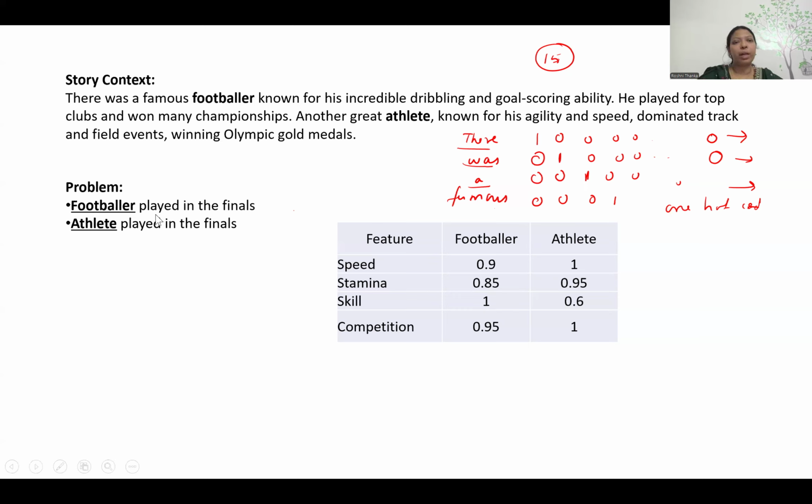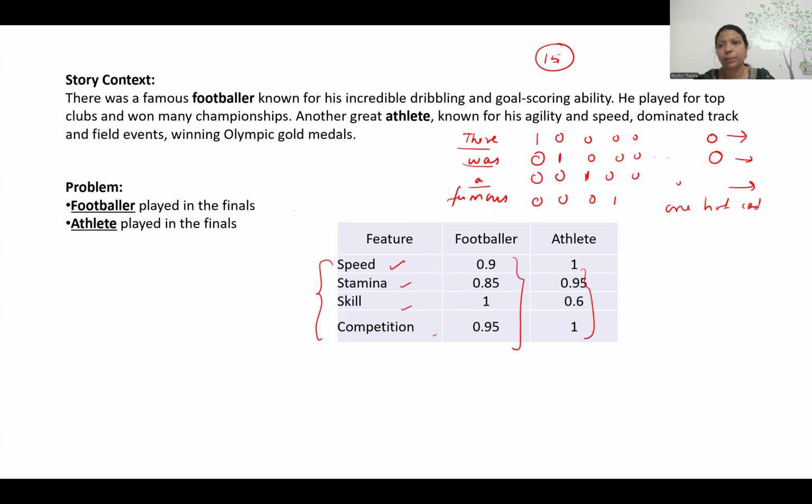After it predicts all the words, let me give a problem to it: "Dash played in the field." By this computation, using mathematical operations in the neural network, it could find "footballer played in the finals" or "athlete played in the finals". There are two options, and it could do some mathematical operations. Let us consider these are the features it may consider: speed, stamina, skill, and competition. These are the vectors generated for footballer and athletics.